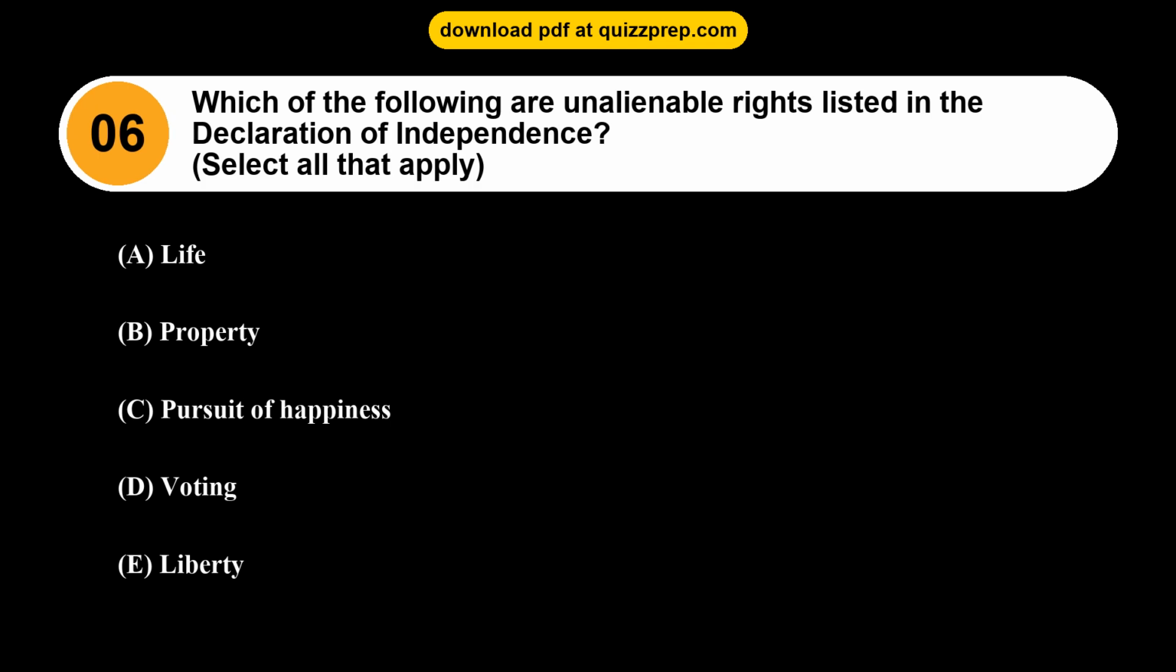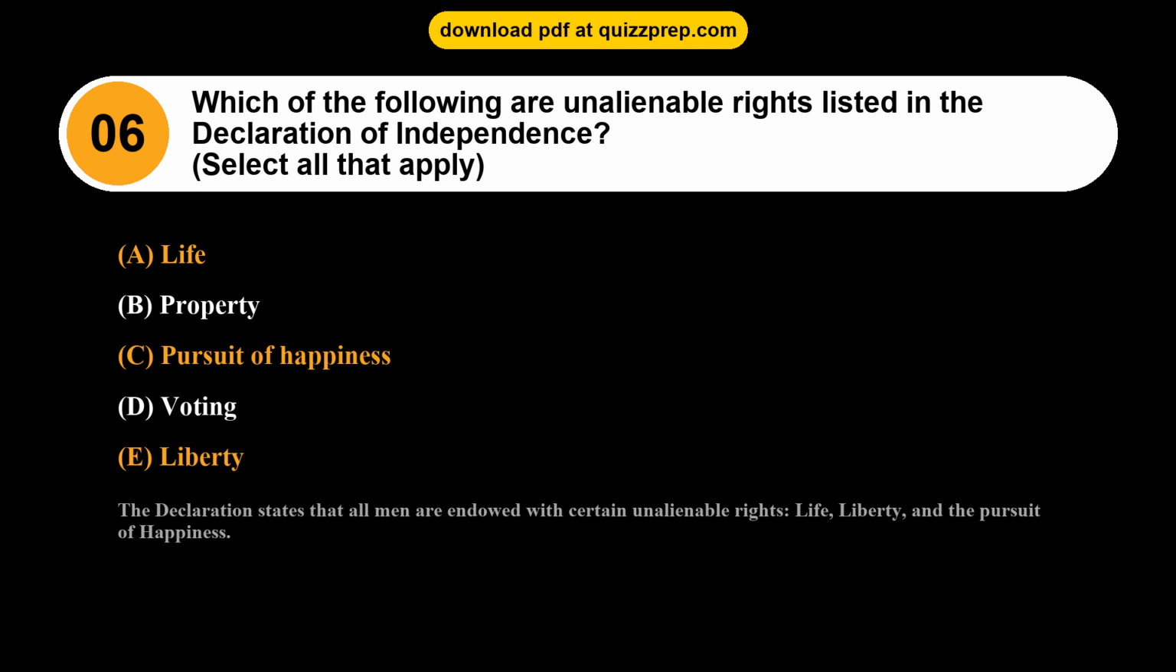Question 6. Which of the following are unalienable rights listed in the Declaration of Independence? Option A, life. Option B, property. Option C, pursuit of happiness. Option D, voting. Option E, liberty. The correct answers are options A and C and E. Life, pursuit of happiness, liberty. The Declaration states that all men are endowed with certain unalienable rights, life, liberty, and the pursuit of happiness.